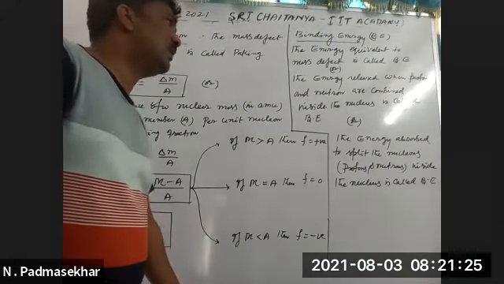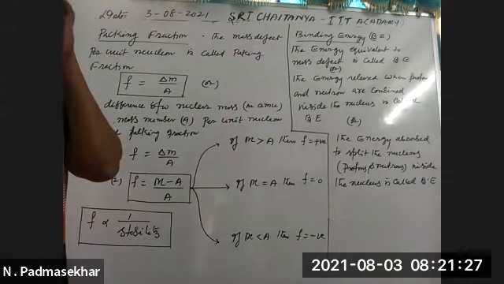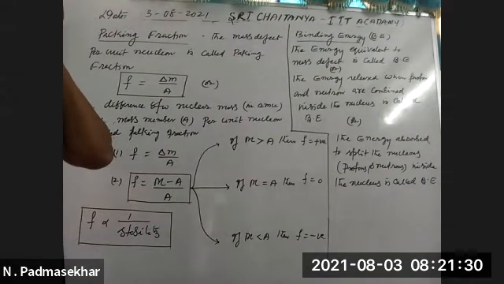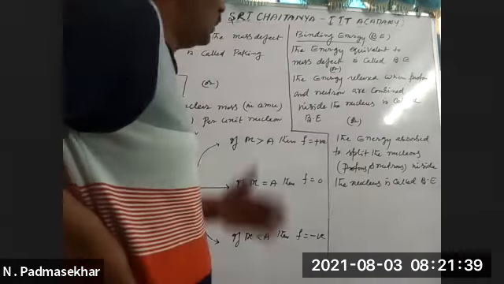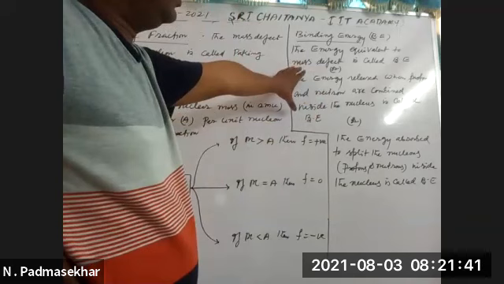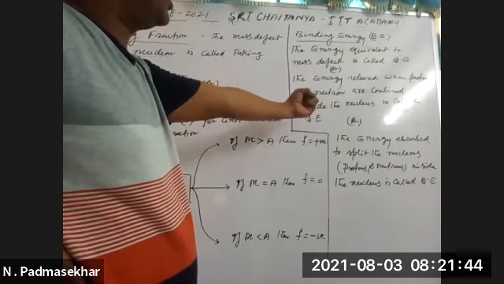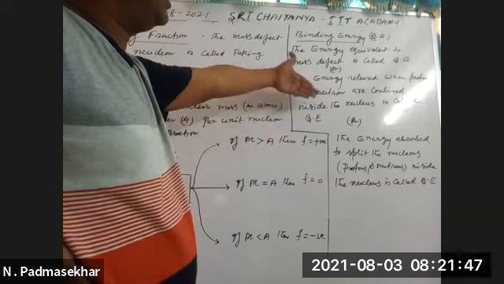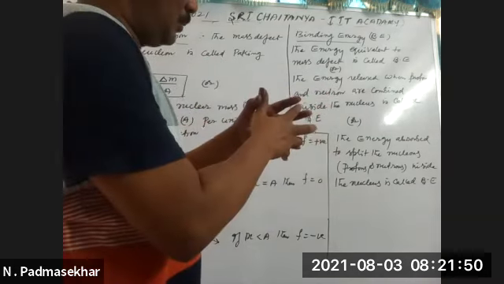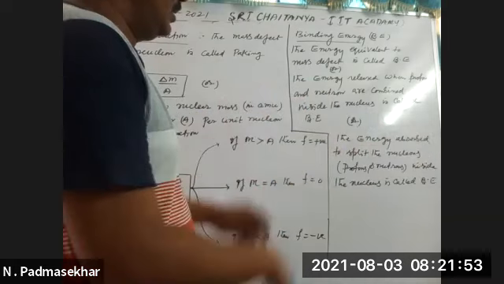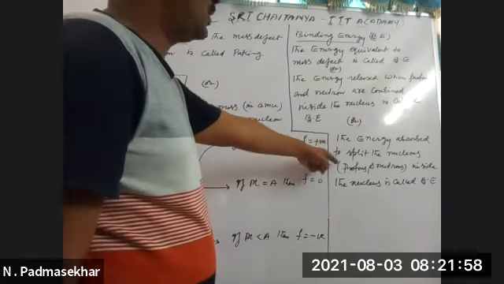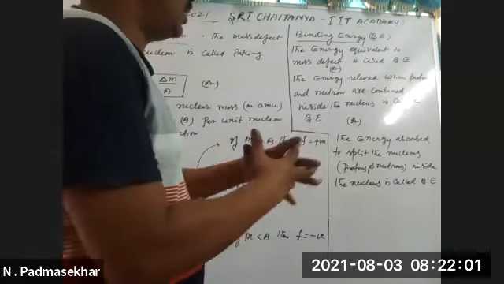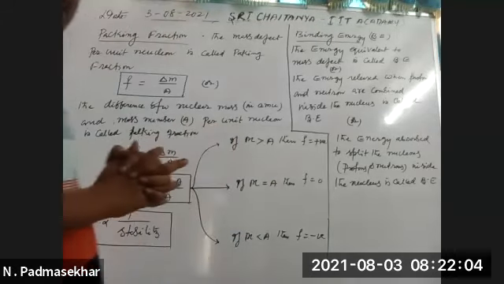The energy equivalent to the mass defect, according to the Einstein mass-energy relation, is the binding energy. The energy released when the protons and neutrons are combined inside the nucleus is called binding energy. If we want to split the protons and neutrons, energy is compulsorily absorbed. So this is binding energy.